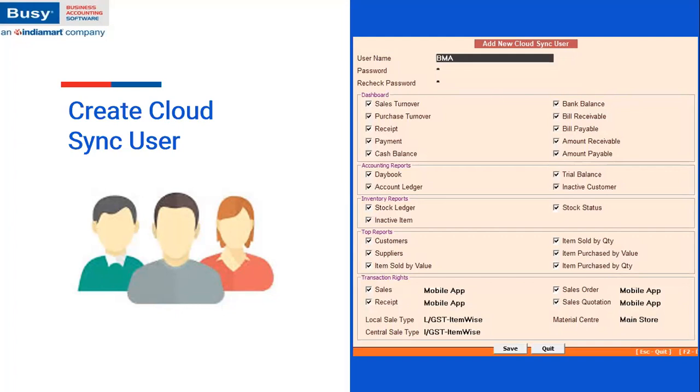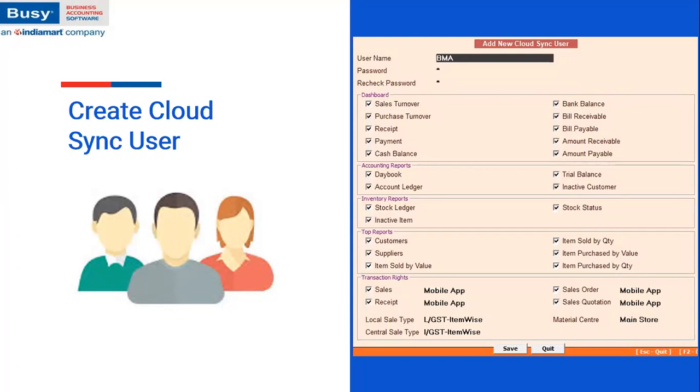After that, we have the transaction rights also. For this user, what transactions do they want to do? The admin user has to decide and assign them in this particular configuration page. Also, we have the sale type tagging and material center tagging. So this will be the configuration part. So for the cloud user, you have to create it like this.